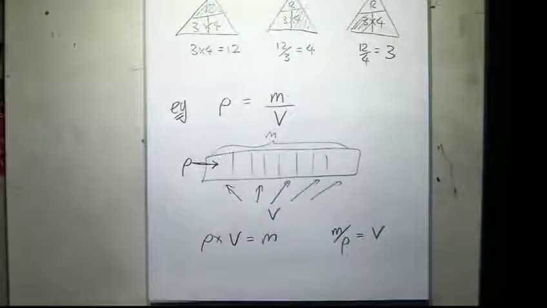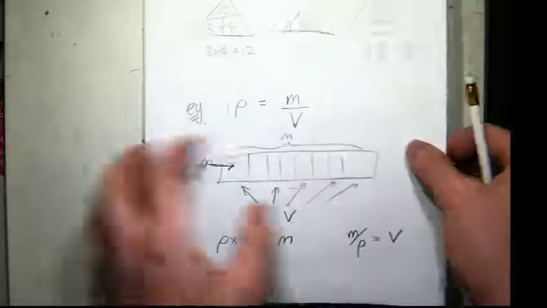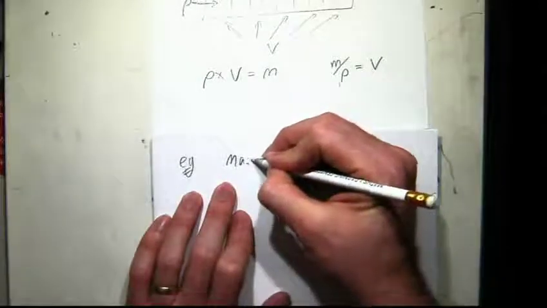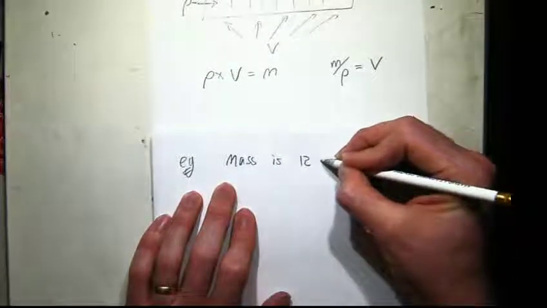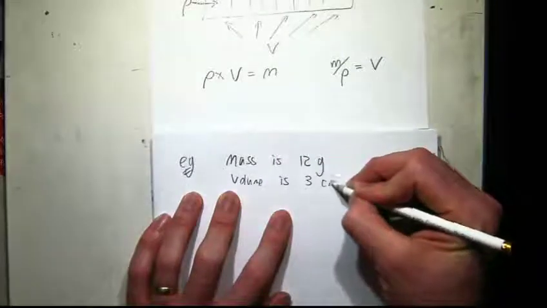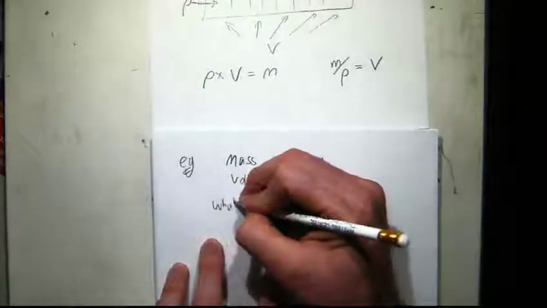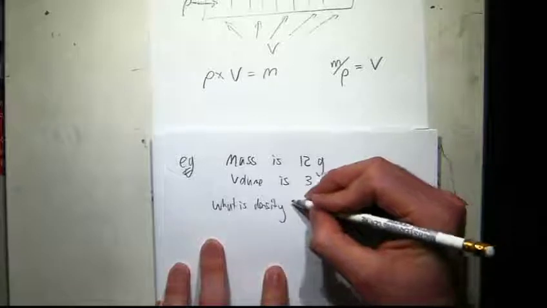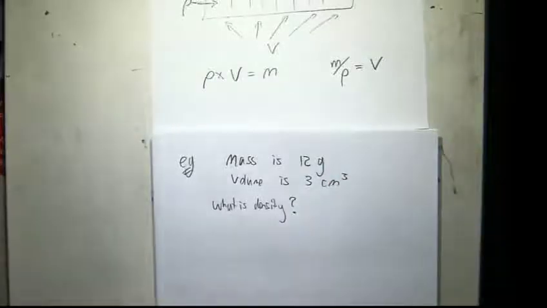Okay, so what that means is if I was told something like, let me just do that with actual numbers. The mass is 12 grams. The volume is 3 centimeters cubed. What is the density? Okay, so you can remember these formulas by remembering the per.